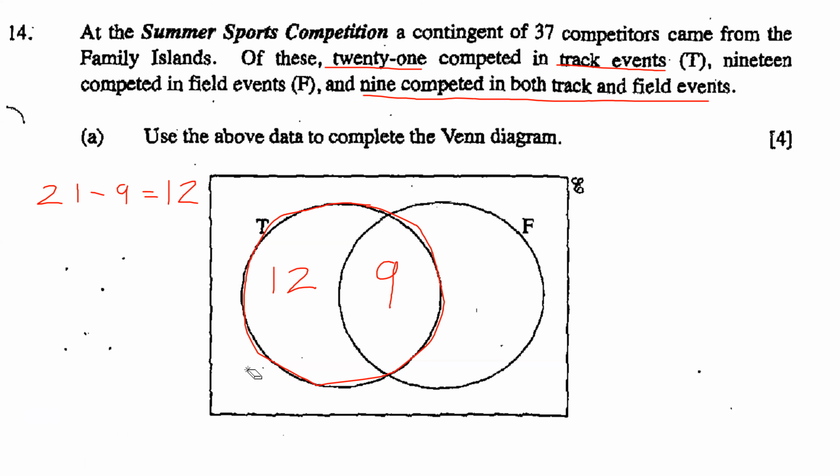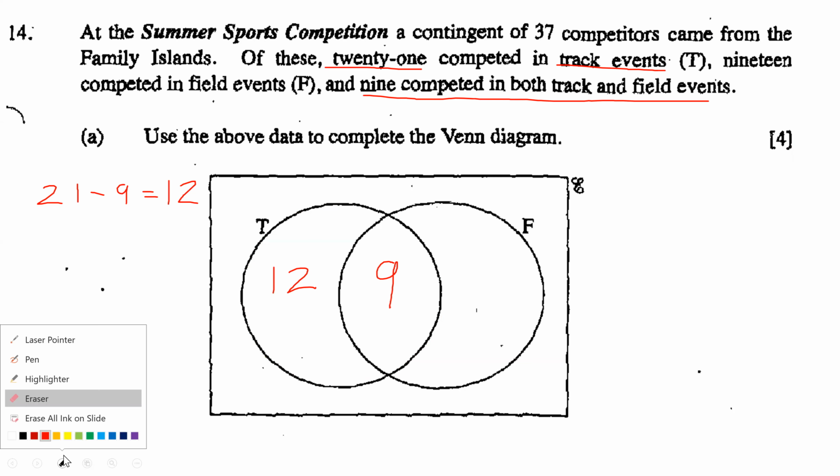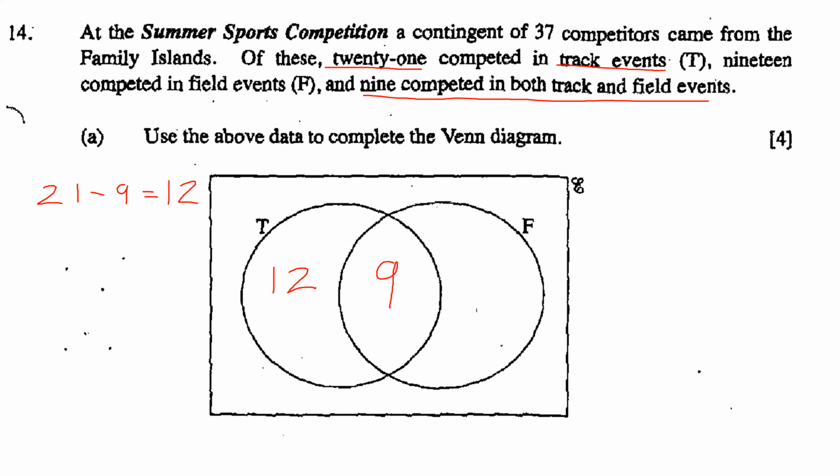Next, we have this side. And so the idea here is that they tell us in the information that 19 people competed in field events. So there are 19 people that competed in field events. So that means that the whole thing, this whole field events circle, should be 19. Okay. We already know that one part of it is 9. So what's the rest going to be such that we can get 19 overall?